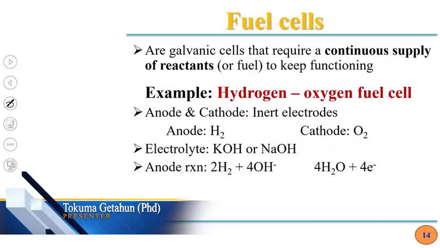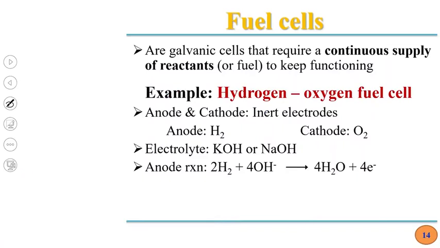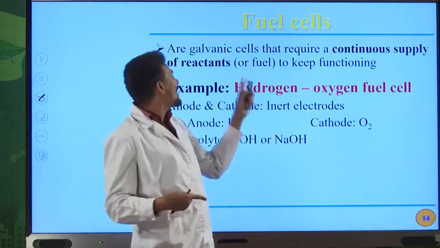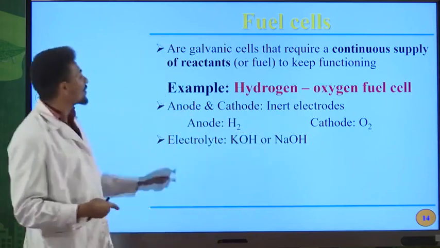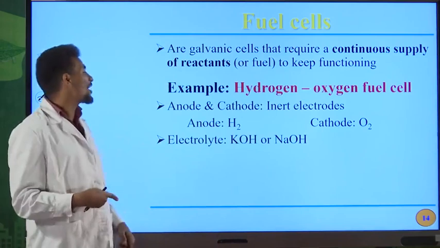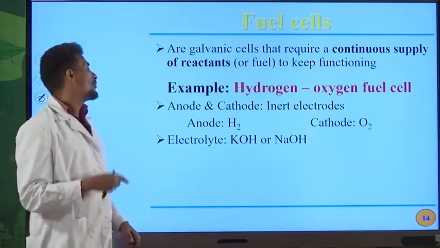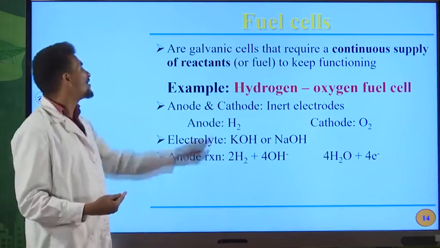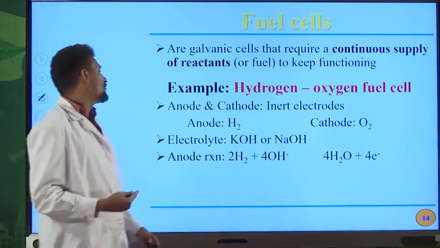What are they? Hydrogen serves as the anode, and oxygen serves as the cathode in the hydrogen-oxygen fuel cell. Your electrolyte is potassium hydroxide or sodium hydroxide. Potassium hydroxide or sodium hydroxide is your electrolyte in this hydrogen-oxygen fuel cell.